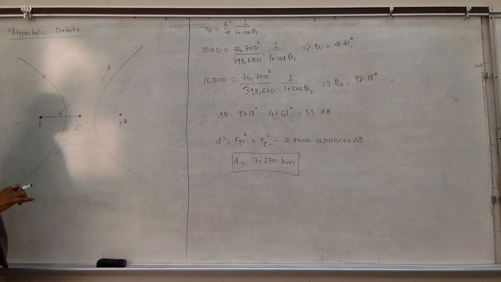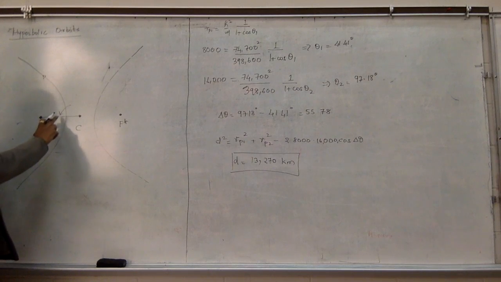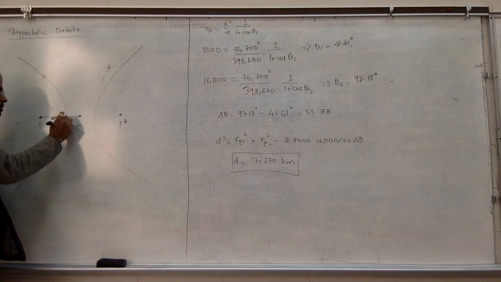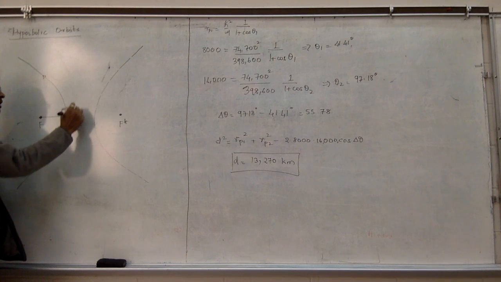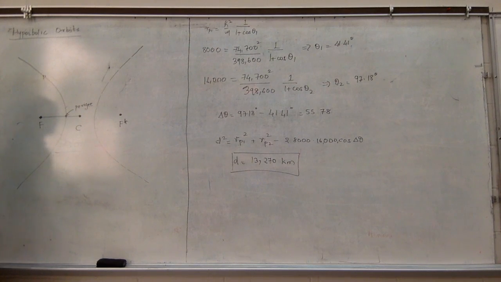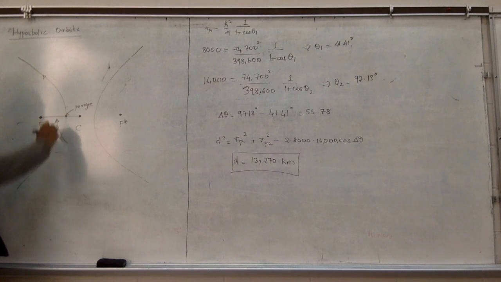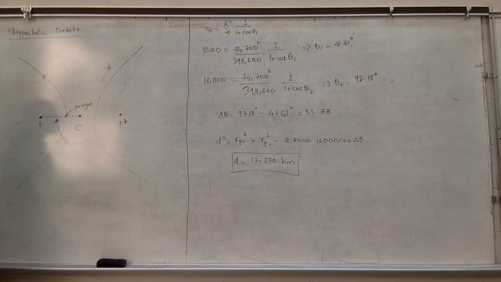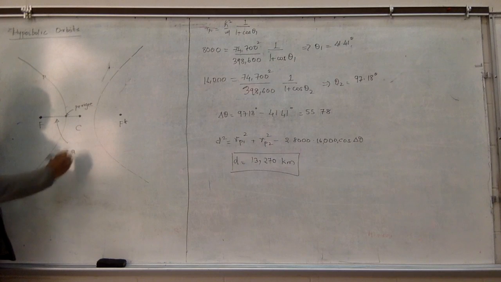Perigee. Where is the perigee? It's from the center to that point. That's the perigee, right? So perigee is something minus something. RP. Something minus... So what is this? What is the semi-major axis? A. A is R8. This is A. Negative A.